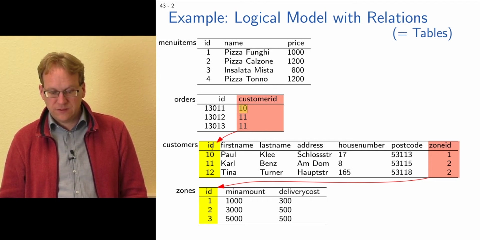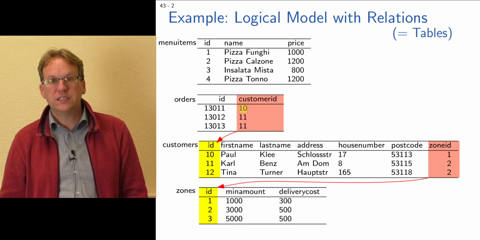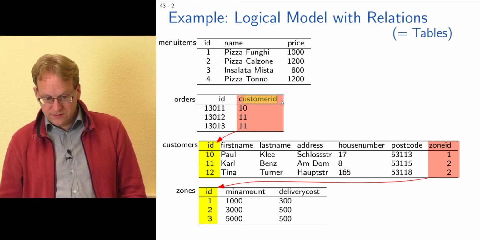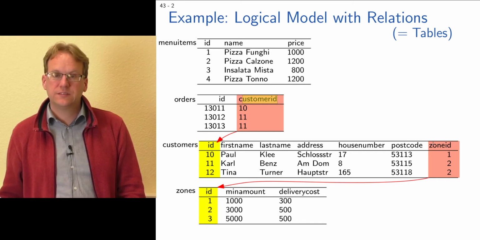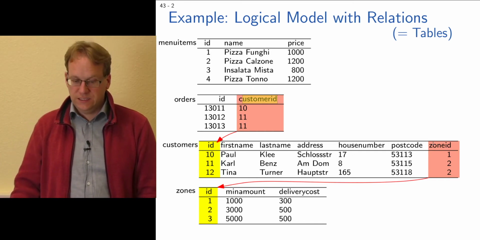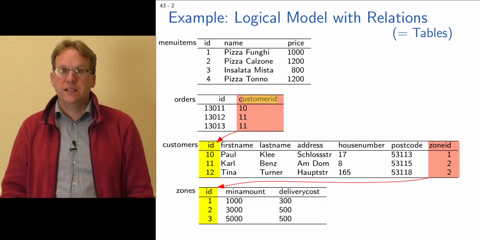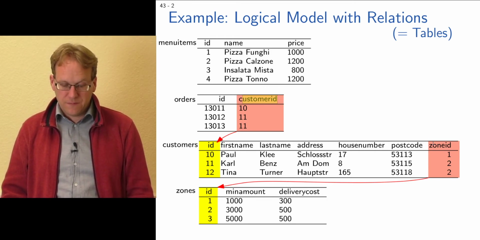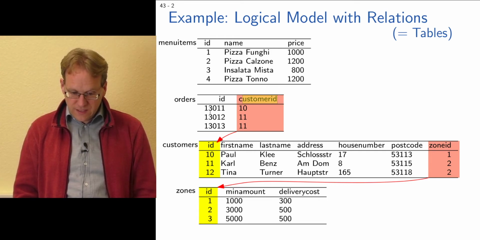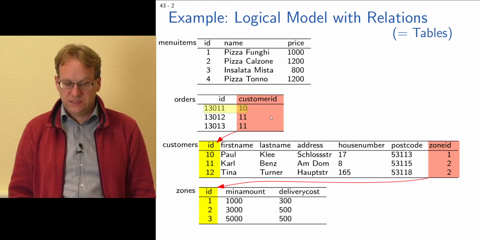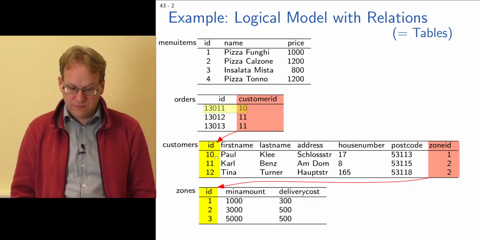That column is also called the primary key of a table. And this pink column here is called the foreign key, because it refers to a column of some other table containing the primary key. So you see that order 13011 was made by customer 10, by Paul Klee.